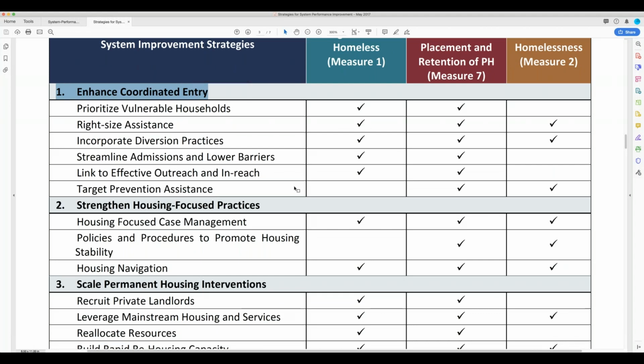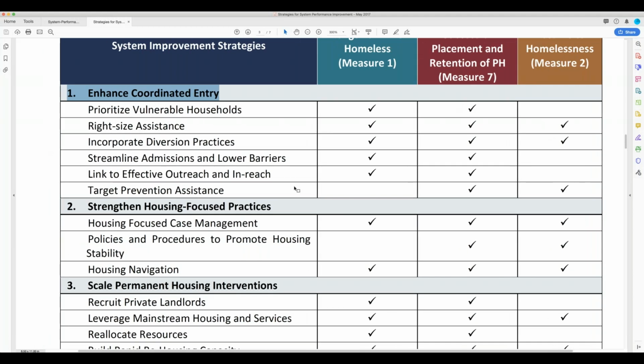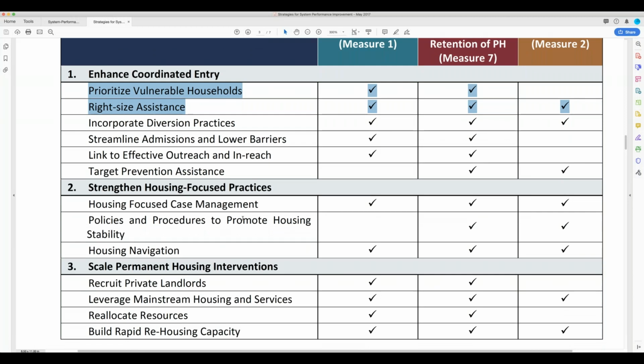Okay. So just take note that this is a major, major tool in our toolbox in terms of impacting system performance: using coordinated entry to impact diversion, prevention, outreach, admissions, and obviously that's all basically under the heading of prioritizing and right sizing, right? Finding the right intervention for the right client and then prioritizing those clients that need it the most. That's really coordinated entry at its most expansive.